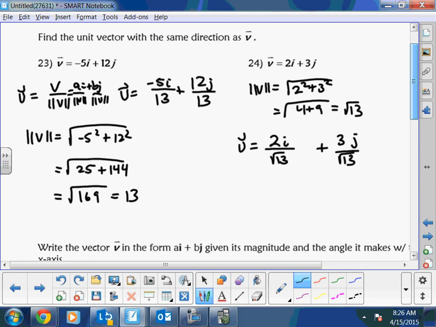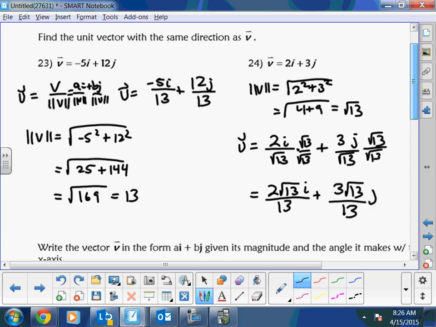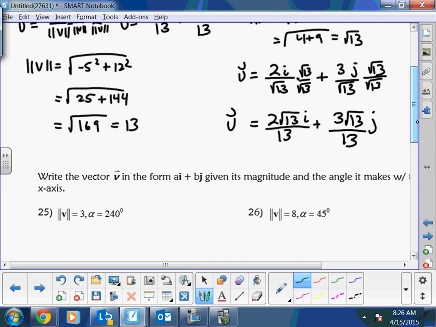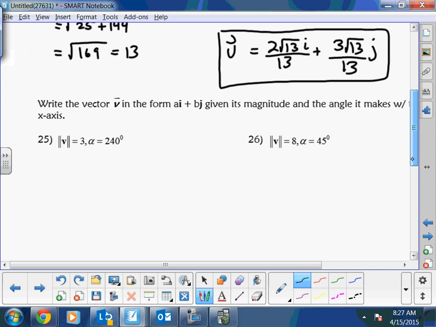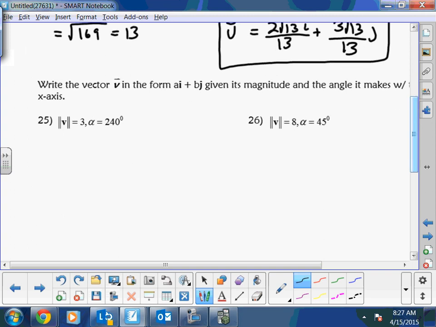Can't leave that. So what I must do is rationalize them. Square root of 13 over square root of 13, 2 square root of 13 i over 13. And same thing over here, square root of 13 over square root of 13, 3 square root of 13 over 13 j. There's my unit vector. Okay, so just remember, never leave a square root as a denominator. You must always rationalize.